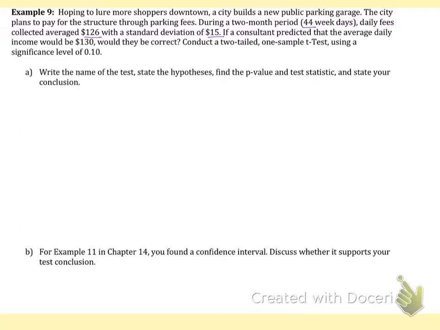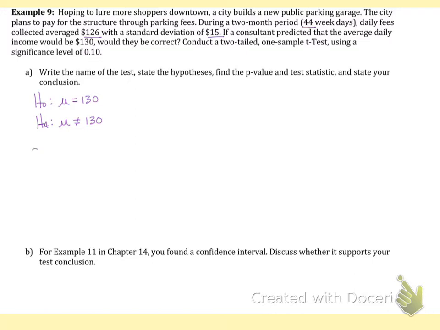So in this case, it says to conduct a two-tailed one sample t-test using a significance level of 0.01. So we're going to start by writing our hypotheses. The alternative hypothesis to conduct a two-tailed test means that we're saying that the mean is not equal to what this consultant is claiming. Whenever the alternative hypothesis uses a not equal to, that's a two-tailed test, regardless of what type of test it is. The null hypothesis, remember, always uses the equals sign, and in this case, is $130.